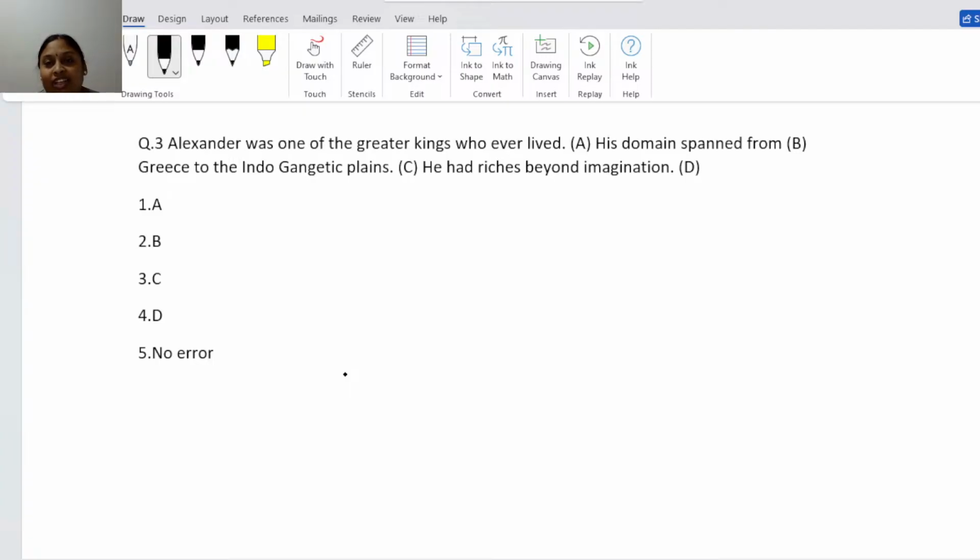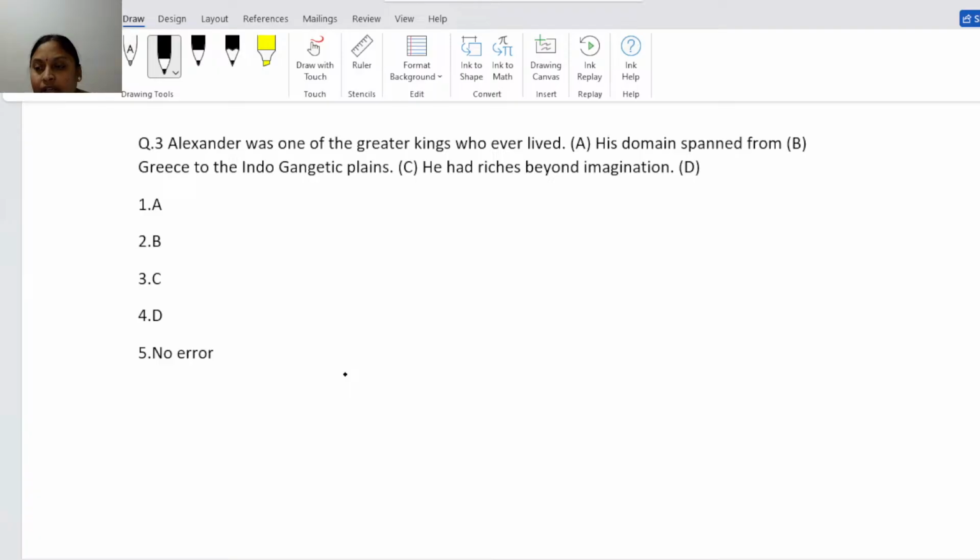Who ever lived. His domain spanned from Greece to the Indo-Gangetic plains. He had riches beyond imagination. So here we have to find the error.